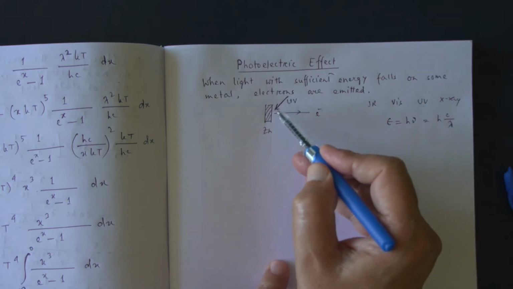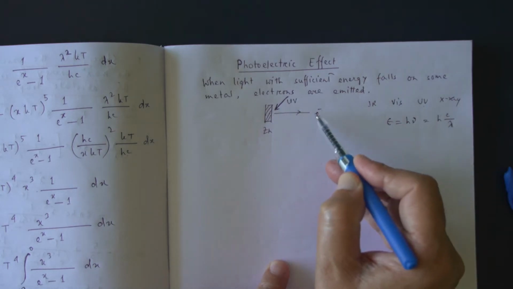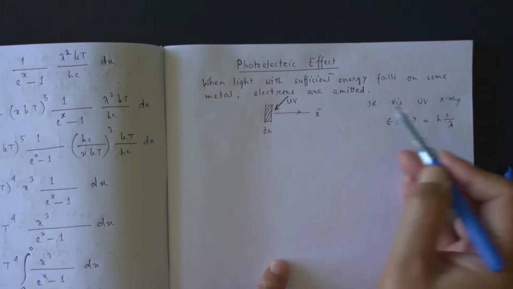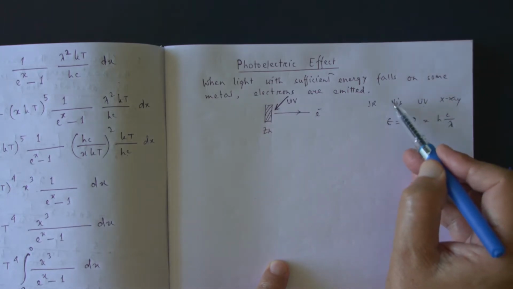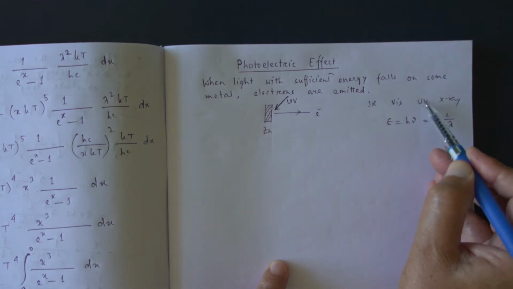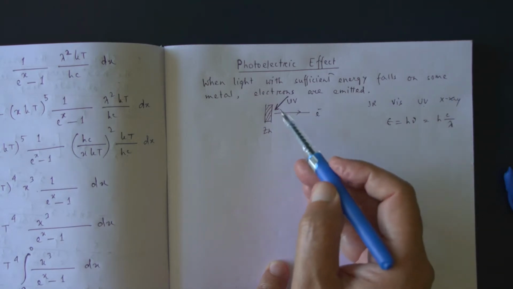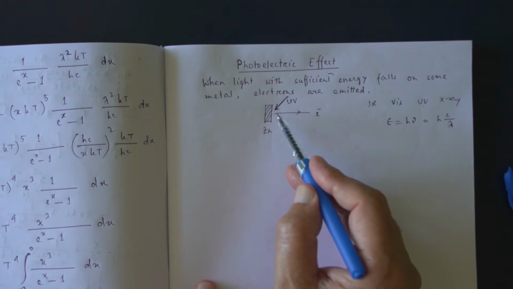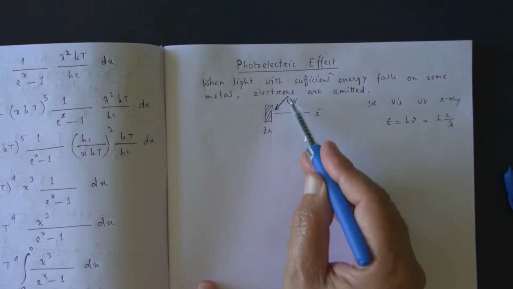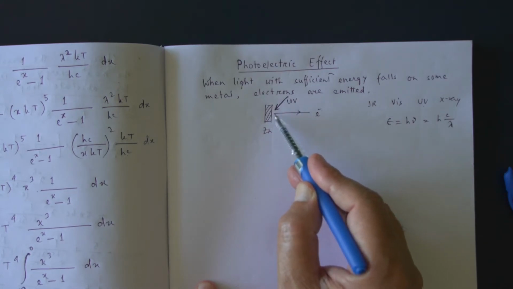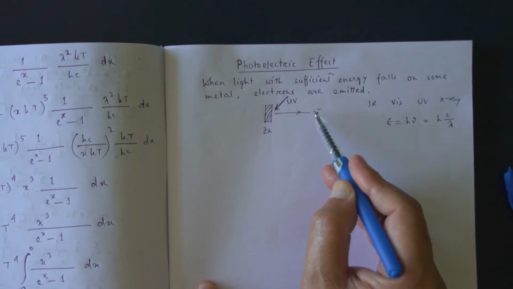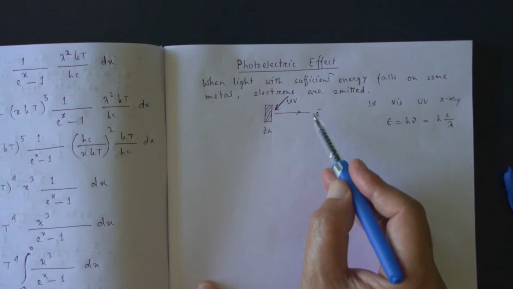When visible light falls on zinc, no electron is emitted. But when UV light, which has more energy, falls, electrons are emitted. So when light with sufficient energy falls on some metal, electrons are emitted. This is known as the photoelectric effect.